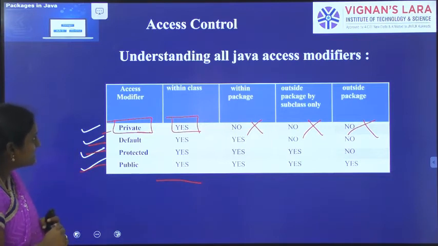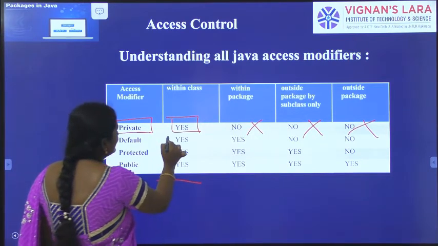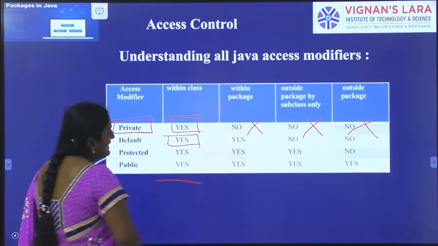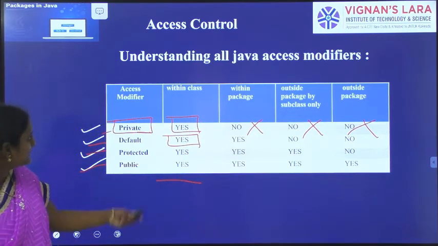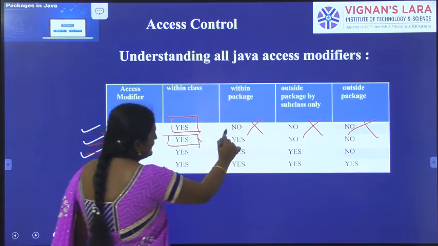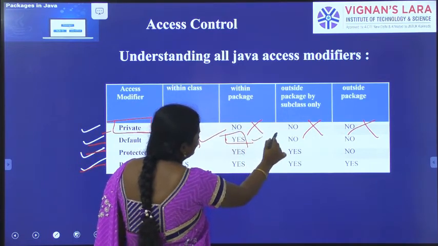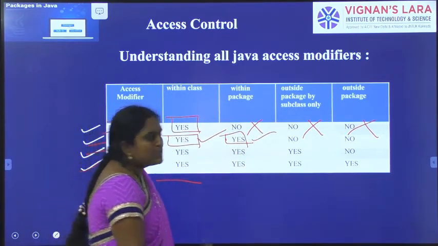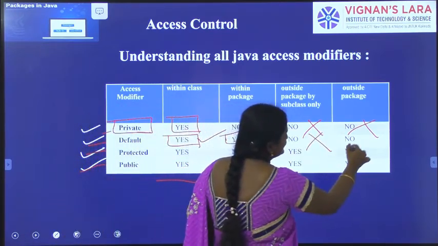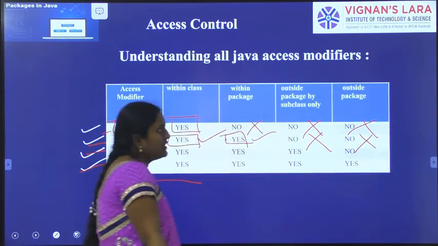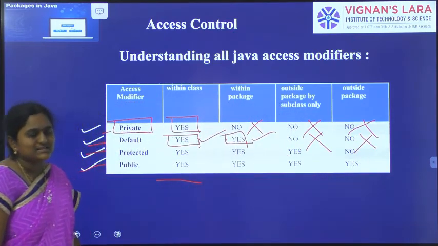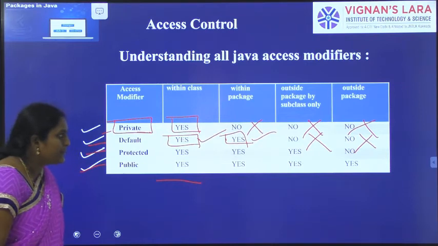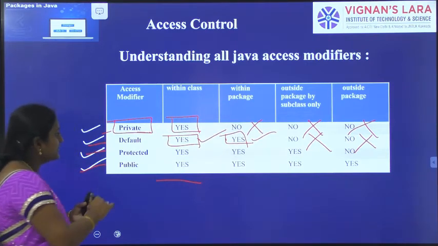Default access specifier we can access within the class only. Within the class we can access the default access specifier, and within the package we can also access it. Outside the package by subclass we can't access it, and outside the package we can't access the default access modifier. Next, finally, the protected access modifier.